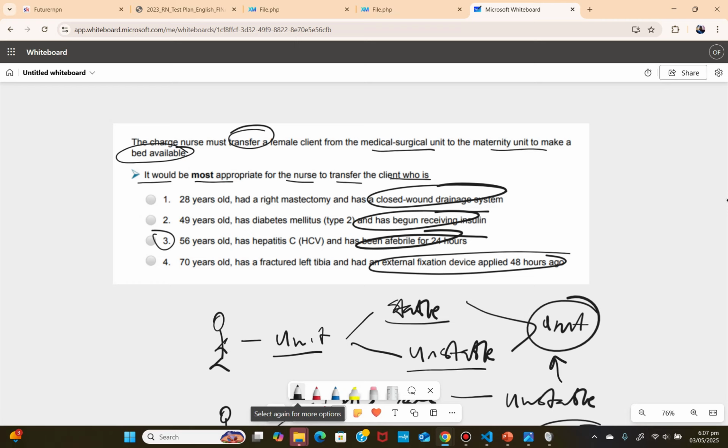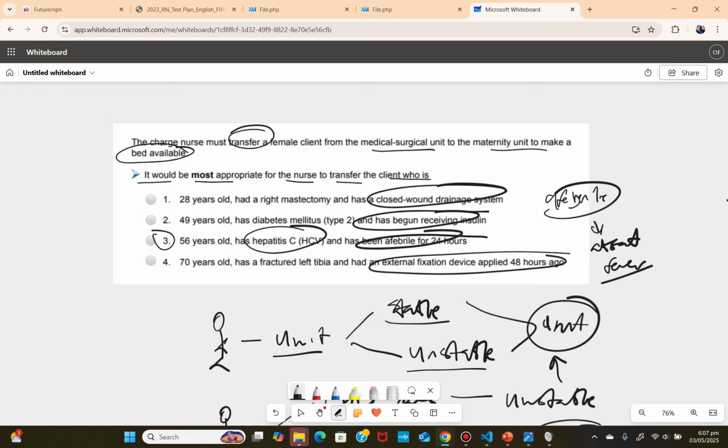Why? Because they said the patient is afebrile. What do we mean by that? Meaning the patient would have absent fever. Now, maybe there's something about that condition that has to do with infection. That is when I have to look at the condition, and this is hepatitis C. So it's a condition that has to do with infection. But the NCLEX is saying they are afebrile, and not only afebrile, it also mentions the period of time, that's 24 hours. And for a patient to be stable, it should be more than 24 hours.